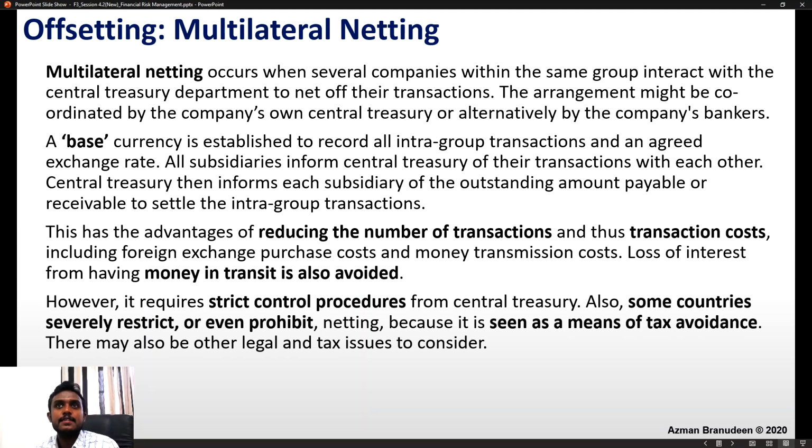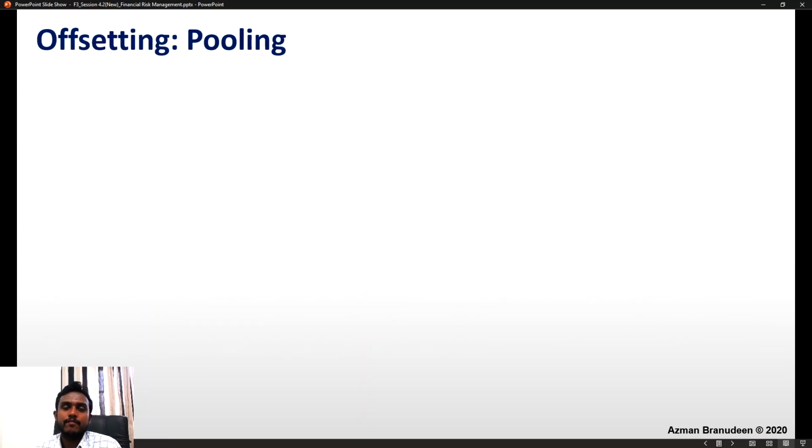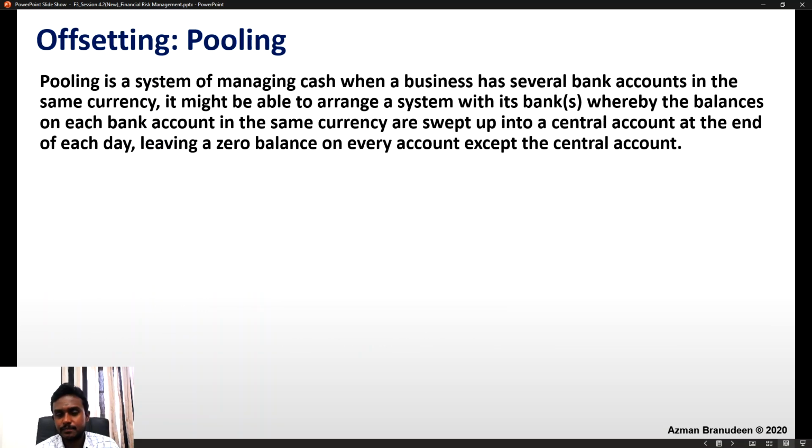That is multilateral netting. And finally, pooling. So pooling is a system of managing cash when a business has several bank accounts in the same currency. It might be able to arrange a system with its banks whereby the balances on each bank account in the same currency are swept up into the central account at the end of each day, leaving a zero balance on every account except the central account.